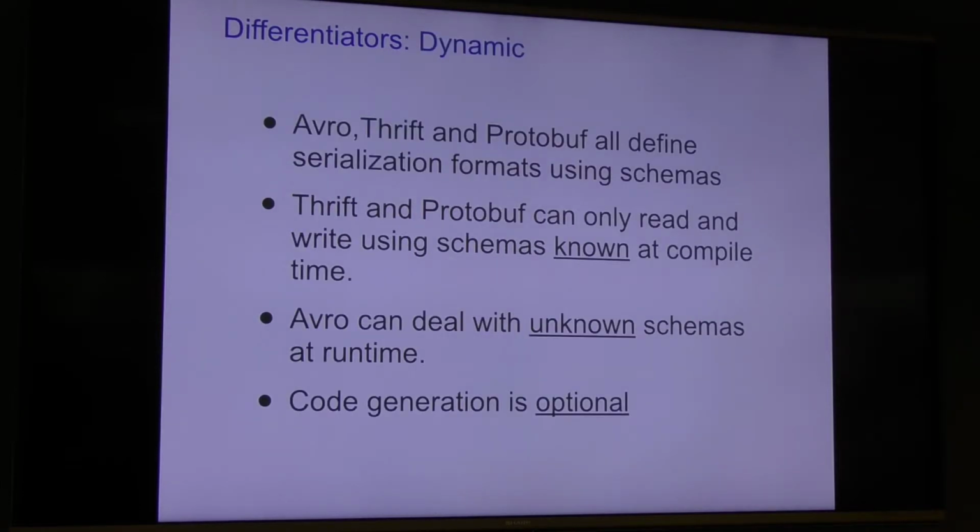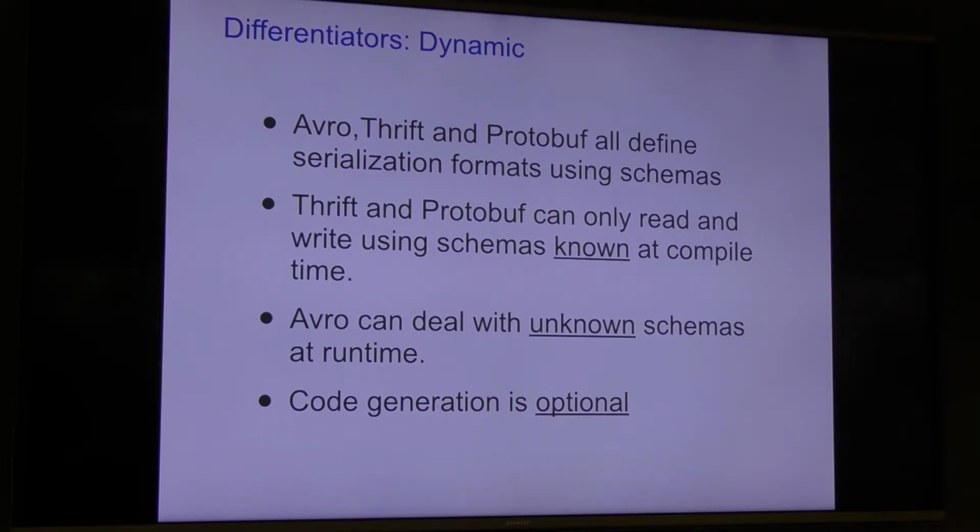So dynamic, what does that mean? Avro, Thrift, and Protobuf all define serialization formats using schemas. But the difference is Thrift and Protobuf can only read and write using schemas that are known at compile time, whereas with Avro we can deal with unknown schemas at runtime. I showed that with the generic API.